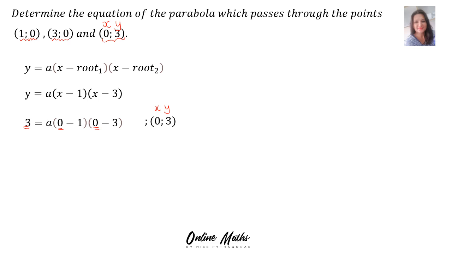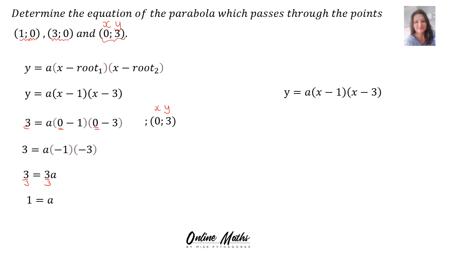And then this becomes 3 = a(0 - 1)(0 - 3). 0 minus 1 is negative 1, 0 minus 3 is negative 3. Then -1 times -3 gives you +3a, and divide away the 3 both sides, and we end with a = 1. Then we want an equation.